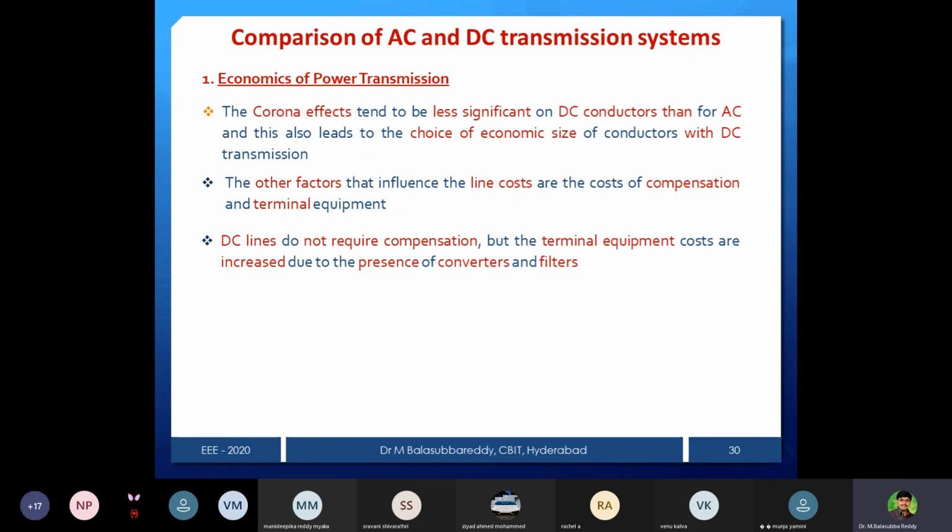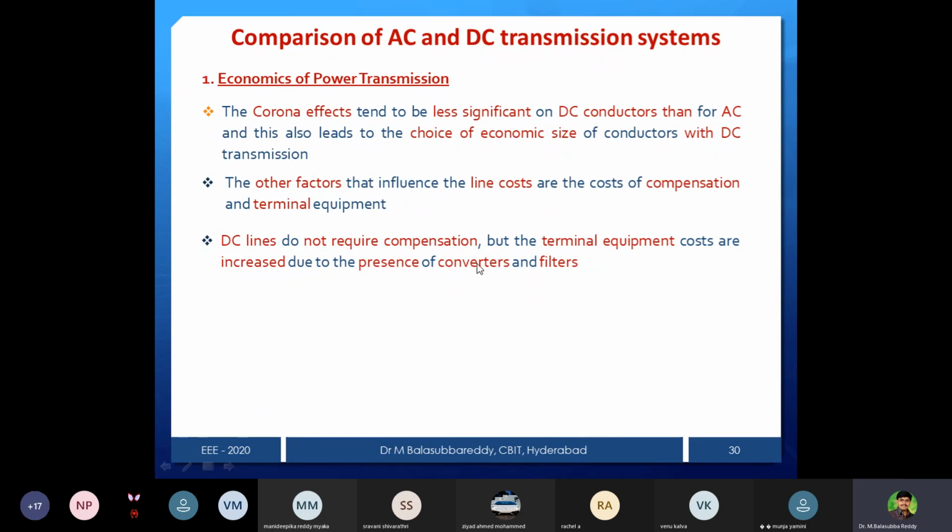Terminal equipment costs are increased due to the presence of converters and filters. This is the only problem: the terminal equipment, which adds to the initial cost. I already mentioned in the introduction classes, very specifically, that in a converter station, whether it is a rectifier or inverter, we need to use AC filters as well as DC filters. So that is one factor. Another one is that the installation cost of the two stations is more.